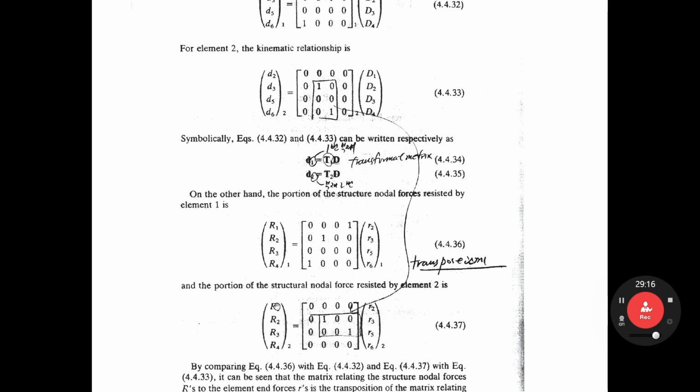And then look at this one. By investigation, what do you find? This one and this one. This one is a diagonal term, this one is a diagonal term. But here 1 moved back here. So these two matrices have a transpose relationship.